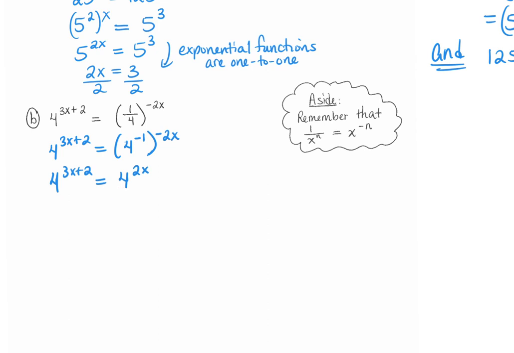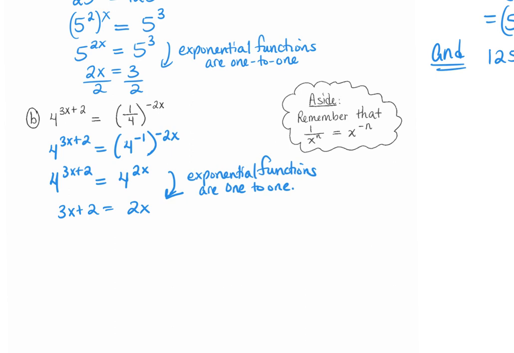Good. So what does that mean? 3x plus 2 equals 2x. Why is that true? Because they have the same base, meaning the exponents are equal to each other. Exponential functions are 1 to 1, which means if they have the same base, then their exponents are the same. So we have 3x plus 2 equals 2x. Now what do we do?